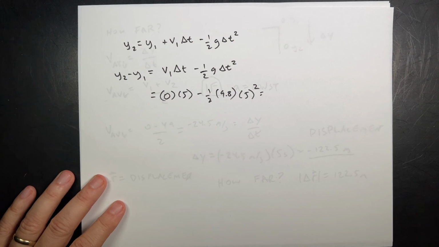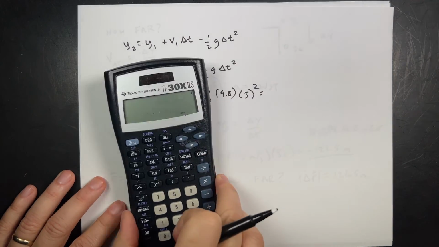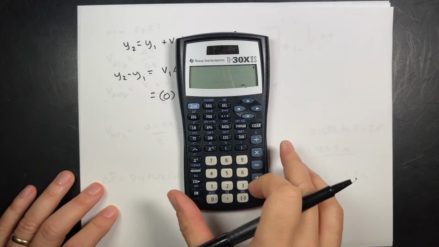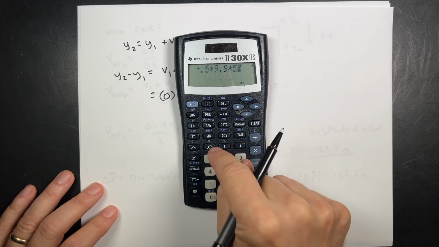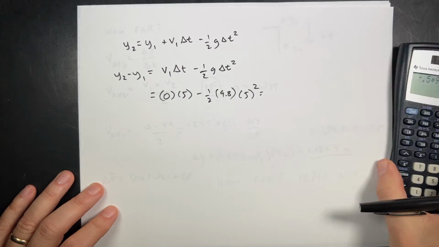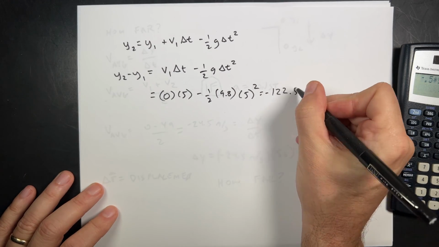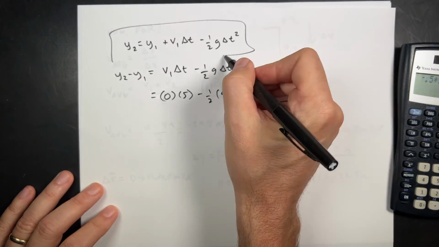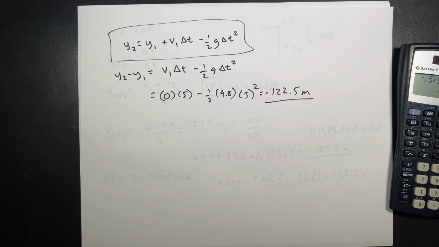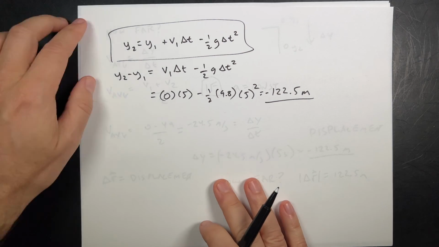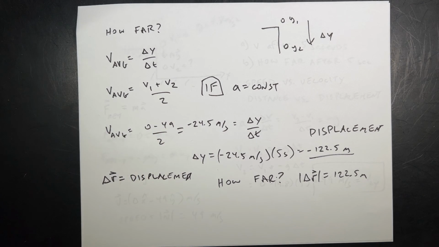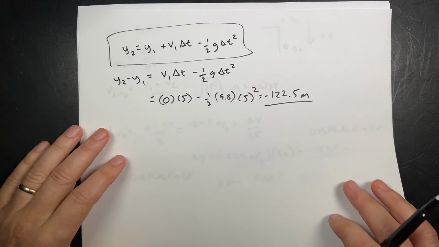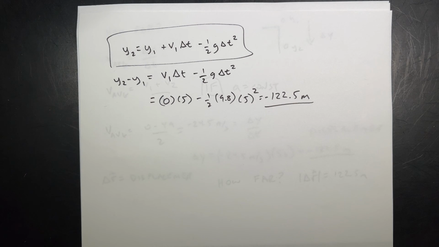Now, we already did the problem. Hopefully we get the same thing. Let's find out. Negative 0.5 times 9.8 times 5 squared. 122.5 meters. So again, this is one of those kinematic equations. If you haven't seen that before, that's fine. I kind of like finding it this way using the average velocity because it makes more sense. You don't have to derive or memorize this equation right here. But it's the same thing. So we get the same number, and that's how you do that. Hopefully that helps.